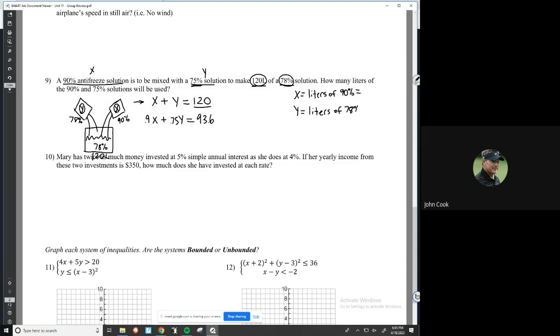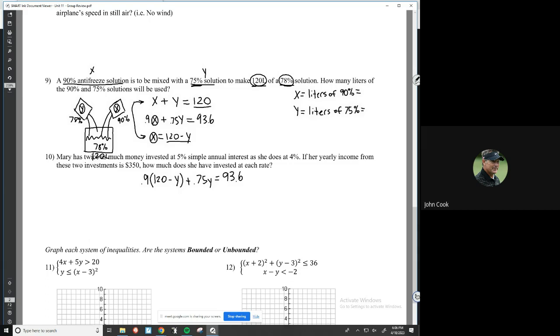All right, let's see what that's going to look like. I need to make sure that looks like a 75, not a 78. There we go. Let's solve for X from that equation. So let's get X by itself. X equals 120 minus Y. This X is the same as this one, so I'm going to plug it in there. So I get 0.9 times X, which is 120 minus Y, plus 75% Y, so 0.75Y, equals 93.6.